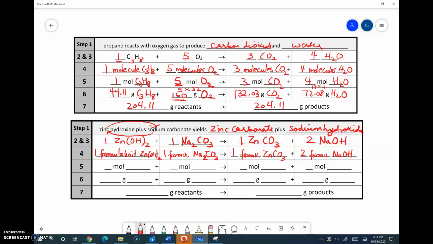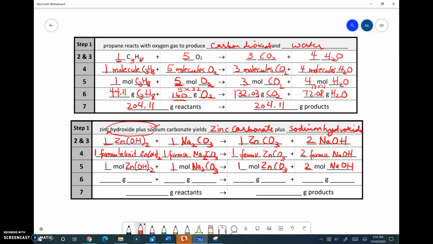Okay, and then same thing. Remember these coefficients we already talked about. What is happening here is 1 mole of zinc hydroxide reacts with 1 mole of sodium carbonate to yield or produce 1 mole of zinc carbonate and 2 moles of sodium hydroxide. So 1 mole Zn(OH)2 and 1 mole of Na2CO3, sodium carbonate, 1 mole of ZnCO3, again zinc carbonate, and then 2 moles of NaOH.